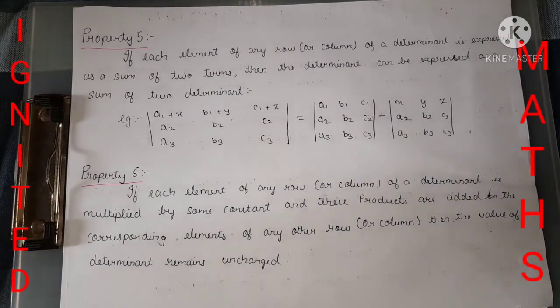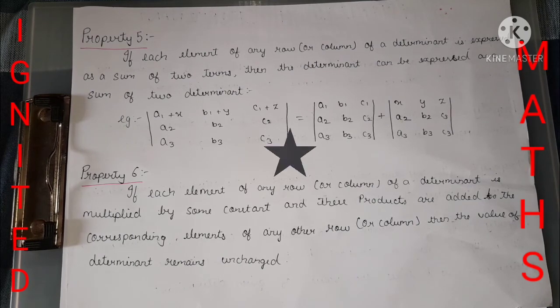Now this is how we have followed each and every property in which it will make each and every sum.